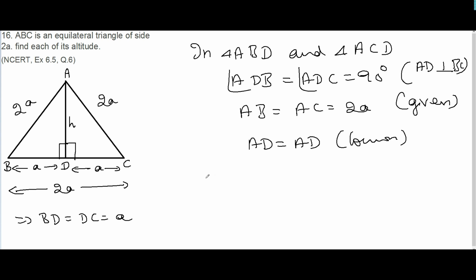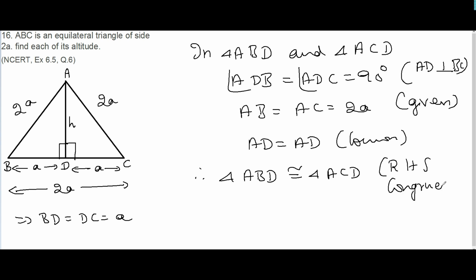You people have learnt this in the 9th standard. Therefore, triangle ABD is congruent to triangle ACD by RHS congruency, right angle hypotenuse side. So, therefore, I can say here BD is equal to DC. So, obviously, this will come equal to a. So, in this way also we can prove it.